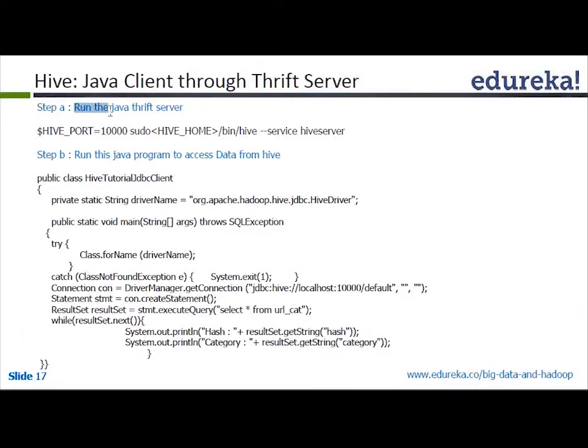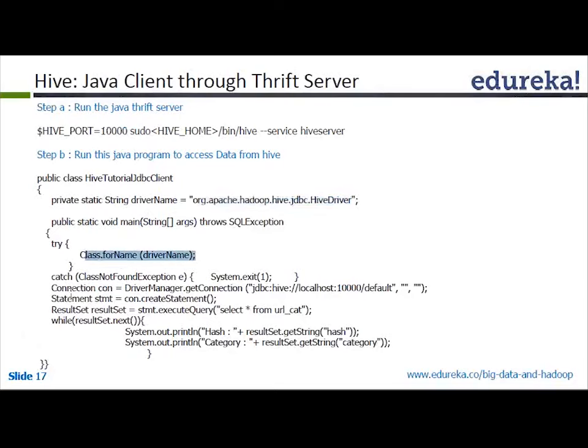So the first part is you should run the thrift server. This is the way you would be running the service. Once you do that, you will be able to connect to it with this particular port number, 10,000 as the port number. So how do we do that? You will use the driver name. This is like a standard JDBC code.